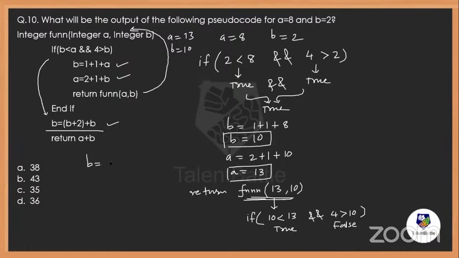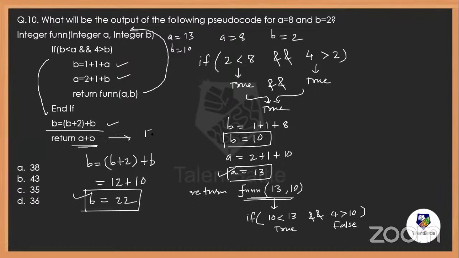So B is equal to B plus 2 plus B, which is equal to 12 plus 10, and that is 22. Latest value of B is 10. 10 plus 2 is 12 plus 10, that is 22. Now we got B is equal to 22. A is already with us, that is 13. So these are two updated values. Then return A plus B. So 13 plus 22, that is 35. So option C is correct.